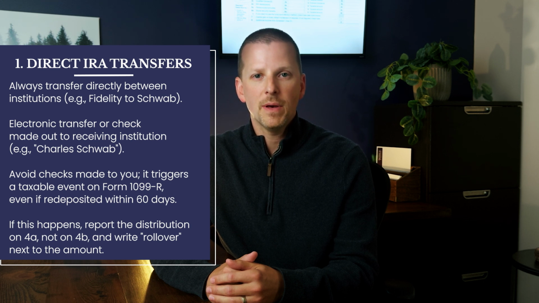If instead I have them make the check out to me and then I deliver it to Schwab, the 1099-R form will show the distribution as taxable even though it is not if I deposit the check within 60 days. If you find yourself in this situation, you will include the distribution on line 4A but not on line 4B. You can write rollover next to the amount on line 4B.